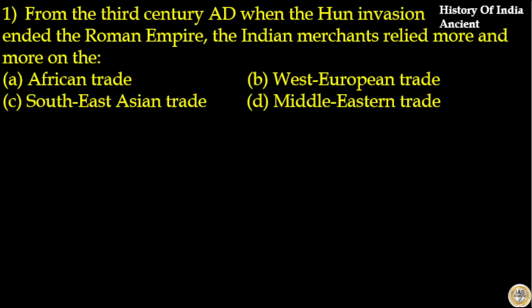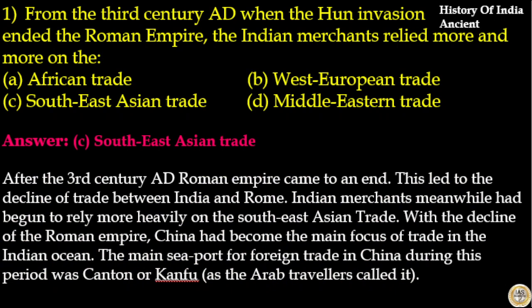Our first question is, from the 3rd century AD, when the Hun invasion entered the Roman Empire, the Indian merchants relied more and more on: options are African trade, West European trade, Southeast Asian trade and Middle Eastern trade. Here the answer to this question is option C, Southeast Asian trade.